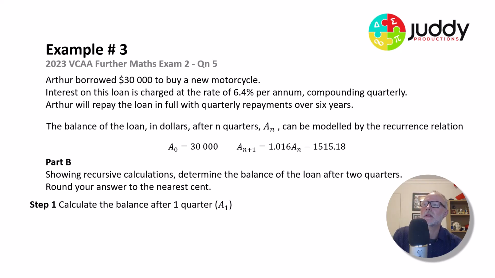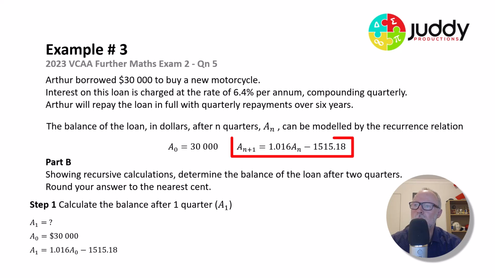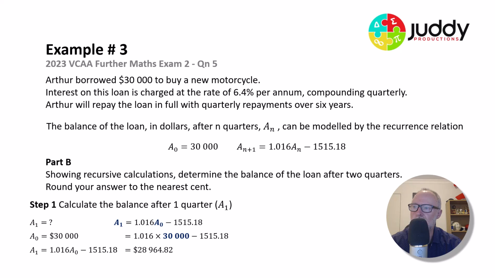So step number 1, let's calculate the balance after 1 quarter. That is A1. So A1 is the question mark. A0, the original value of the loan, was $30,000. A1 is calculated using the recurrence rule of 1.016 times A0 take away 1,515.18. So we sub in the value for A0, that being $30,000, and we get an A1 value of $28,964.82. So that's the balance after 1 quarterly payment, and we call that A1.